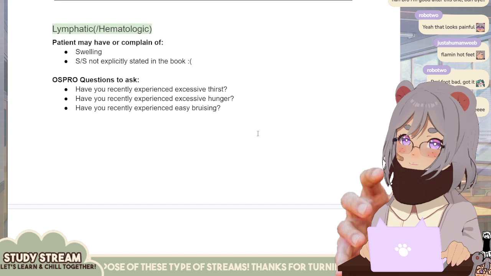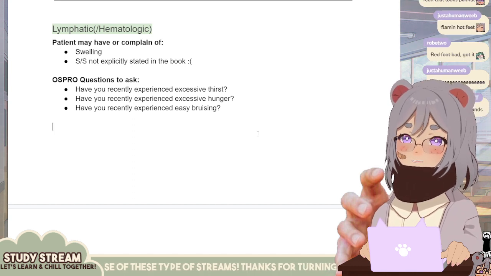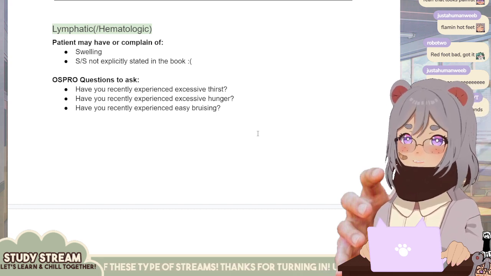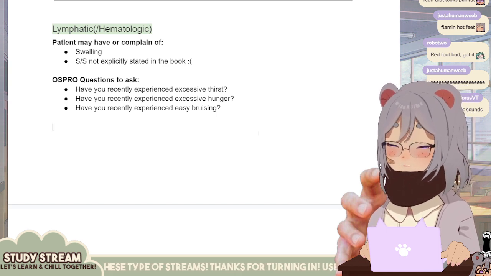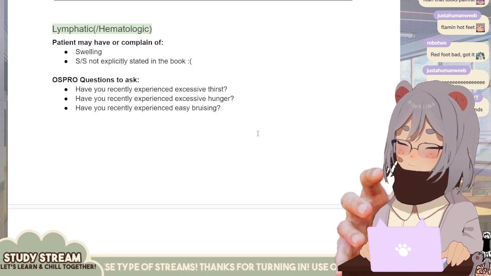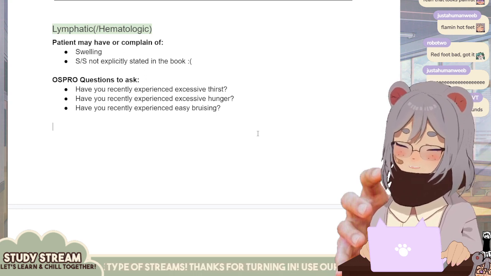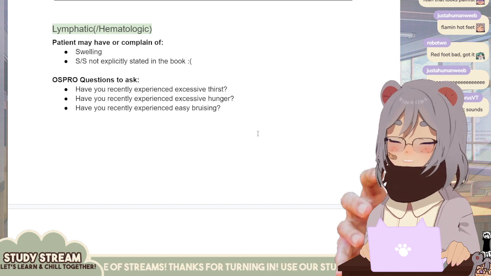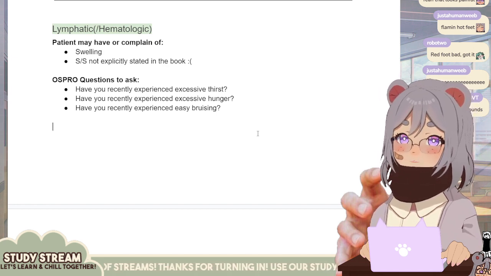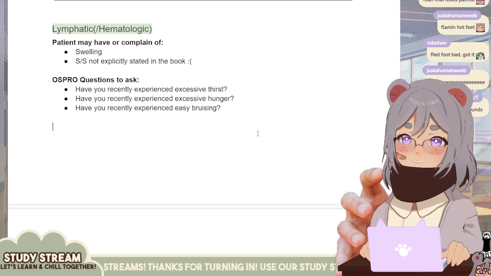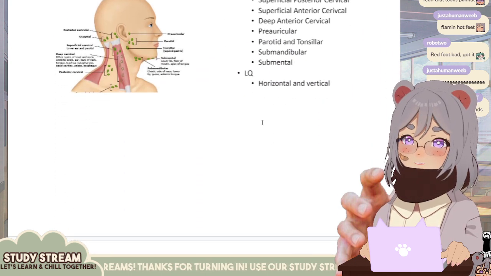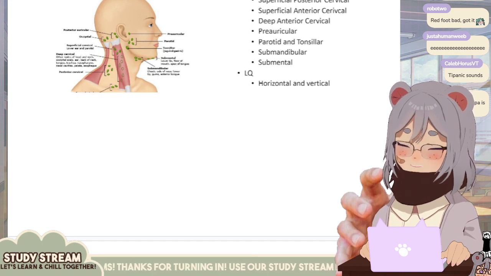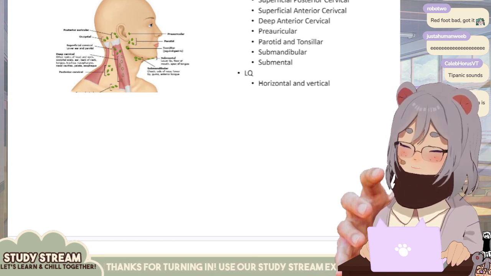The lymphatic system is a little bit weird. This is something that the instructor was really emphasizing, but the book doesn't really talk about it too much. It's just understanding that your lymph nodes are going way out of whack and the patient may experience swelling, but that's really all I got from the book. I know a little bit of outside knowledge, but I want to stick with whatever's in the book. Some questions you can ask if you suspect a lymphatic issue: maybe they're experiencing excessive thirst, excessive hunger, or easy bruising. And how we're going to palpate all of this is different palpations that you can have in both the upper and lower extremity.